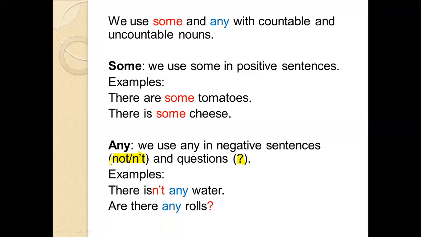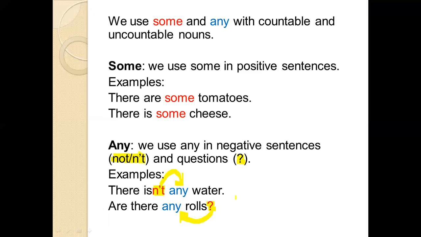We have some examples here. There isn't any water. Look at the negative here, not, but it is in a short form. Because we have not here, I use any. There isn't any water. And number two, are there any dolls? Here, look at the question mark. So it is a question. Because it is a question, I will use any.